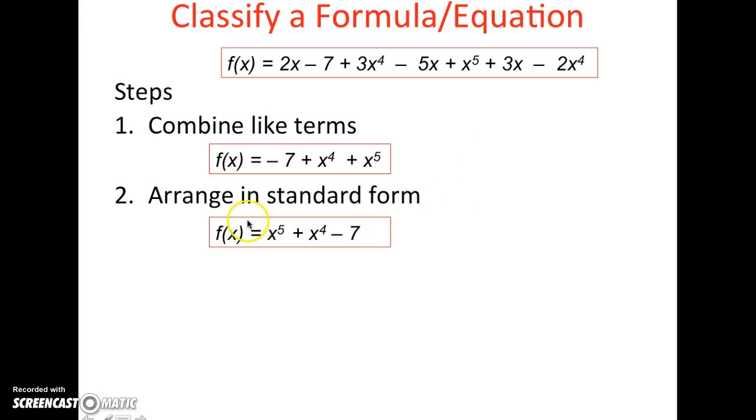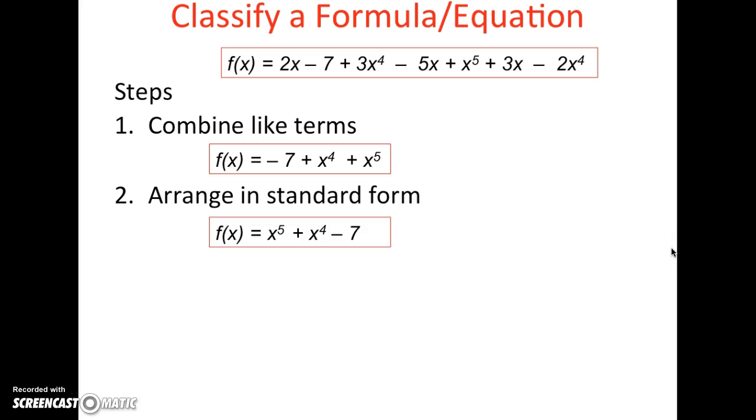Great, so here we have it in standard form. The highest power here was fifth power, so this term here, x to the fifth, that's going to go first. The next highest power was the fourth power, so that one, the x to the fourth, goes second. And then we have this minus 7. Notice that I brought down with the 7, its sign, minus. We have to be careful of that.